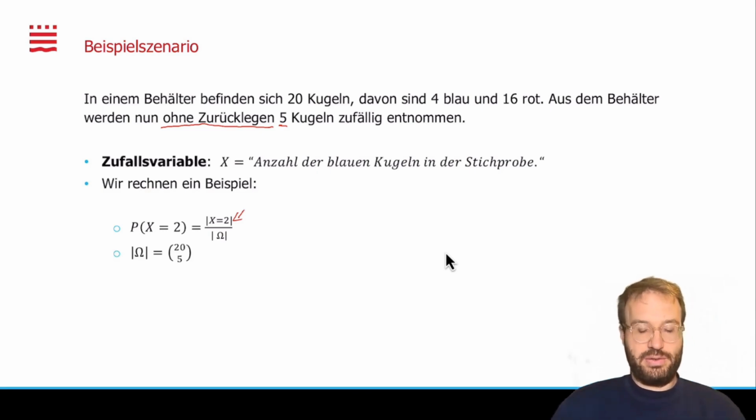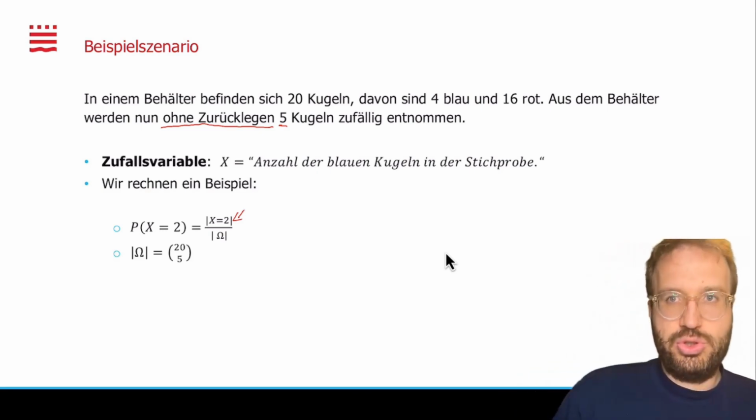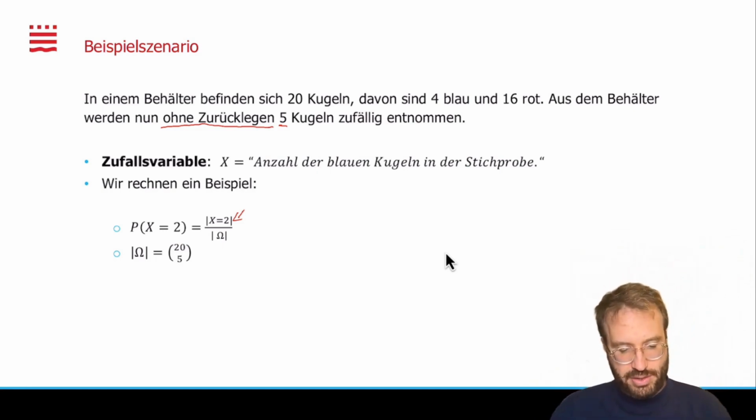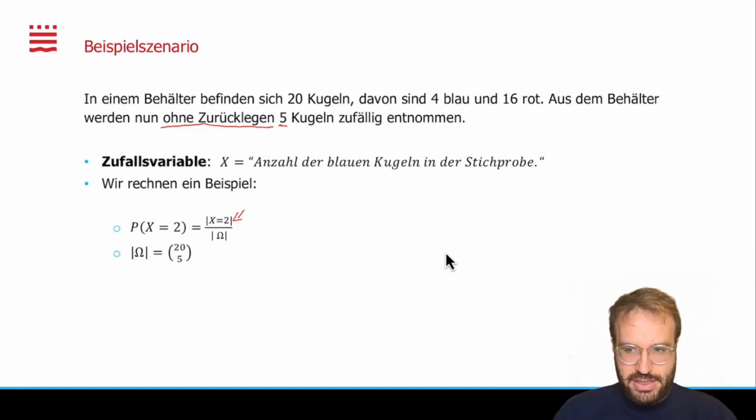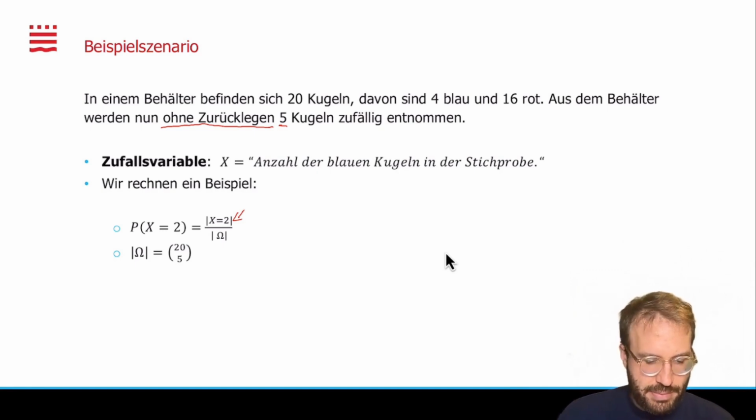Okay, let's first consider omega. It's not that hard. We're actually in the lottery situation. We're drawing a total of 5 balls, and we have 20 balls to choose from. We don't put them back. That means omega is exactly the binomial coefficient 20 choose 5. Now we need to think about what the chances are that we draw exactly 2 blue balls.